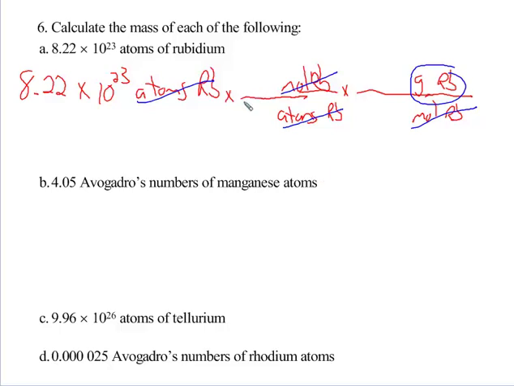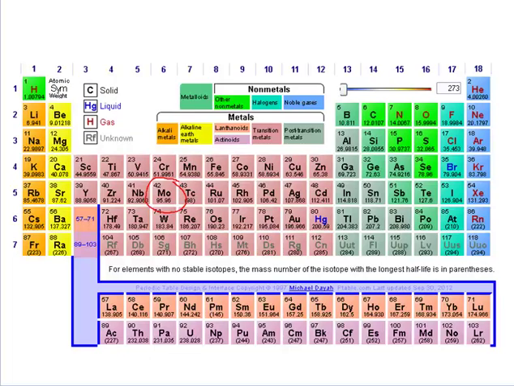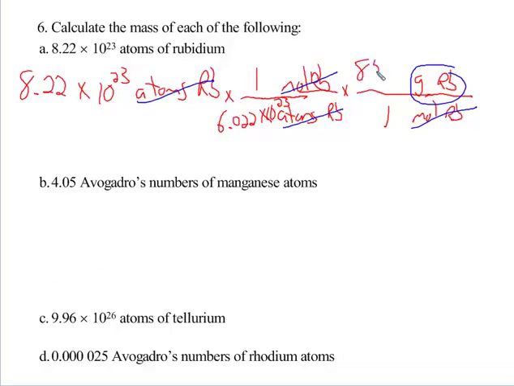If we look at how many atoms are in 1 mole, we know that never changes. 1 mole is always Avogadro's number, 6.022 times 10 to the 23rd. So we're good with that. Grams per mole, again, that's where we have to look at the periodic table. For every 1 mole of rubidium, which is Rb, we have 85.47 if you round it to the hundredths place. So that's what we plug in right here, 85.47.